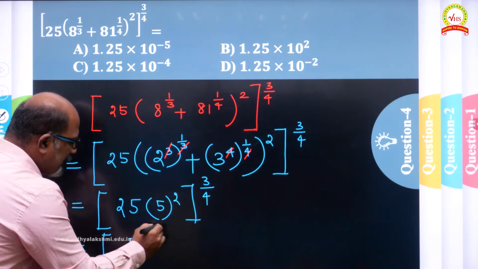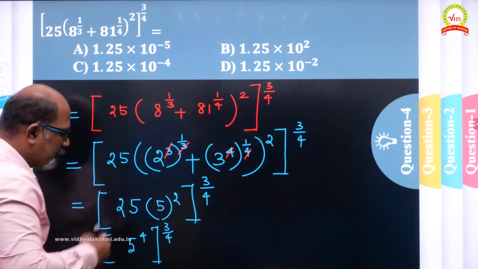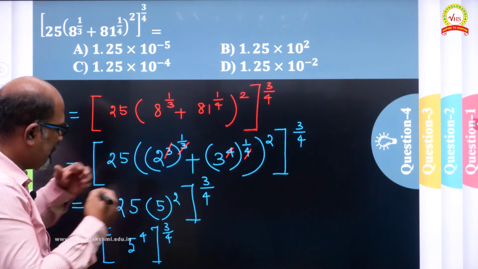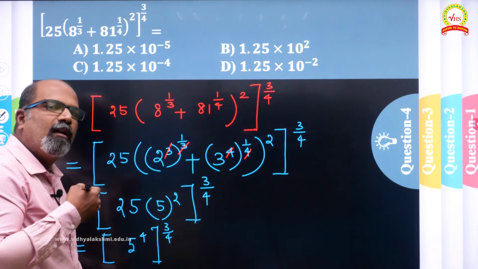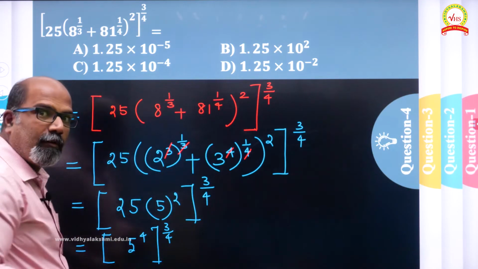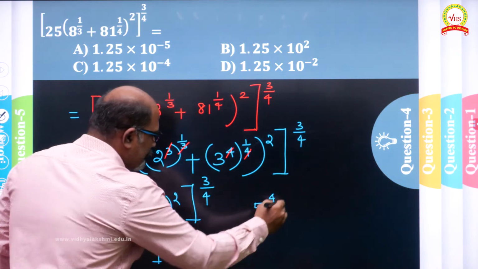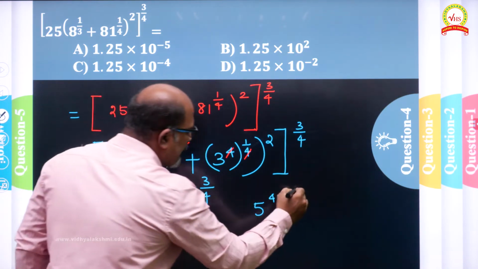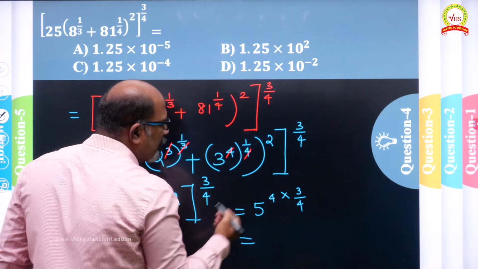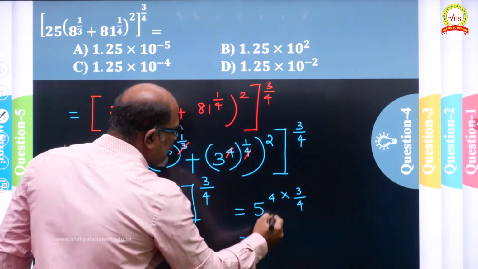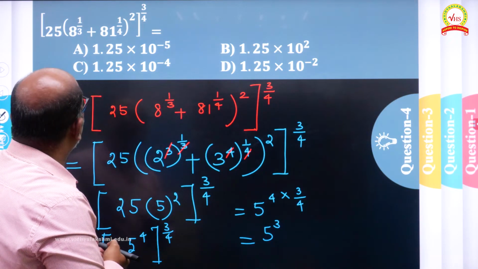Yes. And this whole thing is now under the exponent of 3 by 4. Again, now we have to apply the rule of, what rule? Yes, the power of exponent rule. When you apply the power of exponent rule, you will be getting 5 to the power of 4 multiplied by this exponent 3 by 4. And after cancellation, you all know that 4 will be cancelled, and 5 cube is the answer for this question. But 5 cube is not there anywhere here.